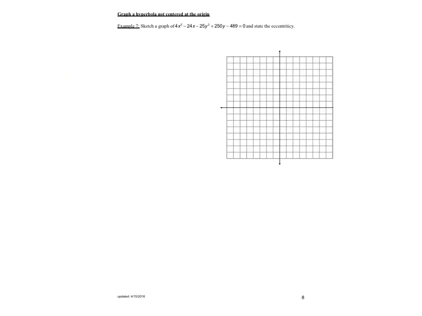Let's do one last example together that's going to tie all of this together. So we're given an equation and asked to sketch its graph and to state the eccentricity. Now this equation is not in standard form, so we need to do something to put it in standard form. What is that thing we're going to do? We're going to complete the square. Remember we did that for our ellipses.